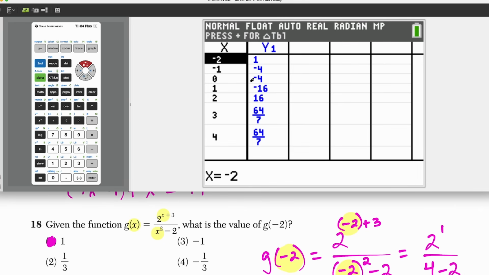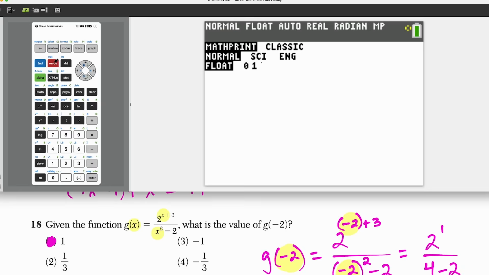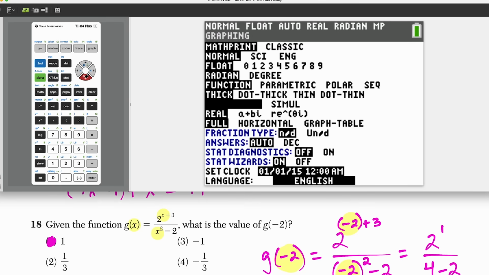And just notice all these fractions here don't look nice. So I'm going to press mode and go down to answers and switch from auto to decimal, because at the start of the video, I had the calculator reset. And I'm just doing that just in case you don't know how to navigate the calculator. I'll show some of those navigation skills as I go through the questions. Okay, but choice 1 is our answer to question 18.